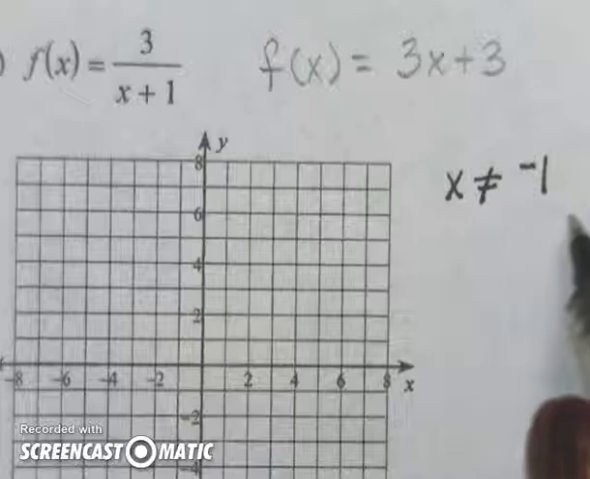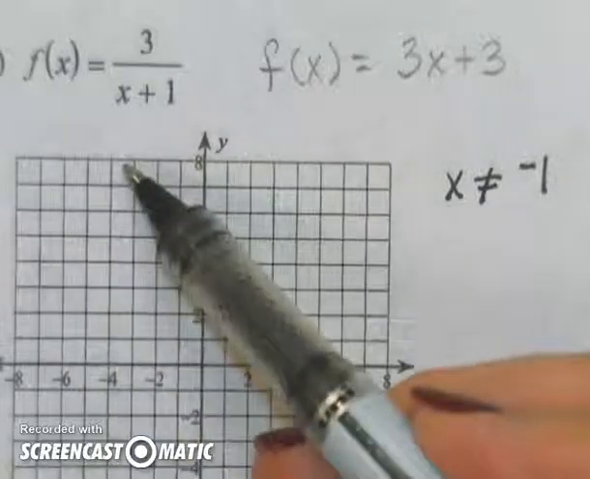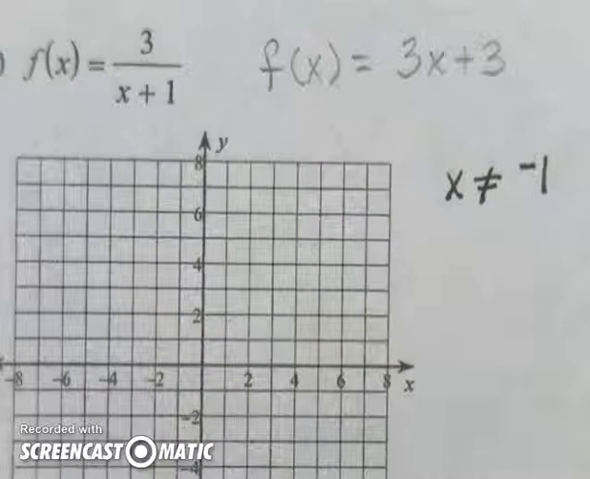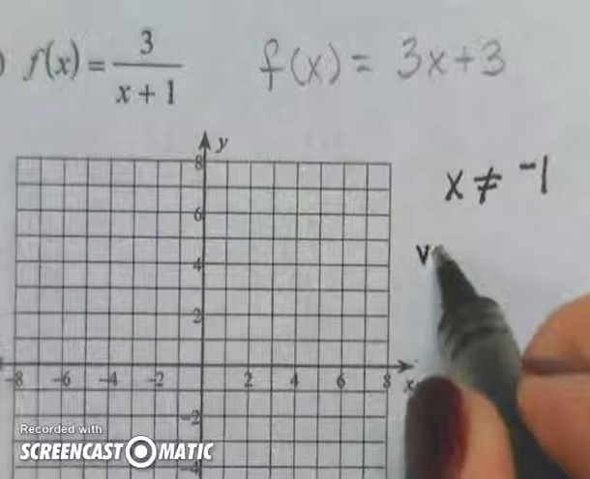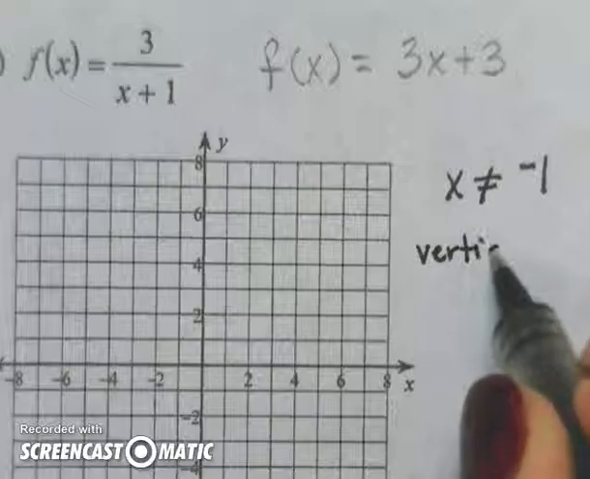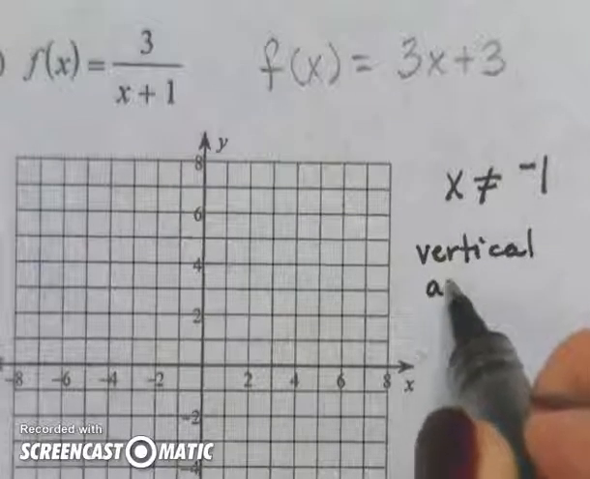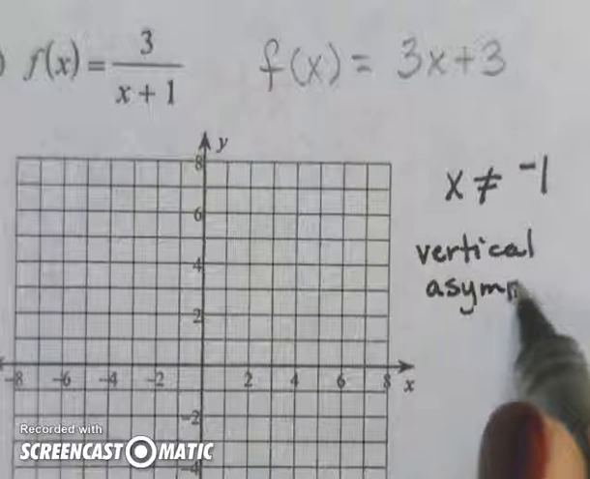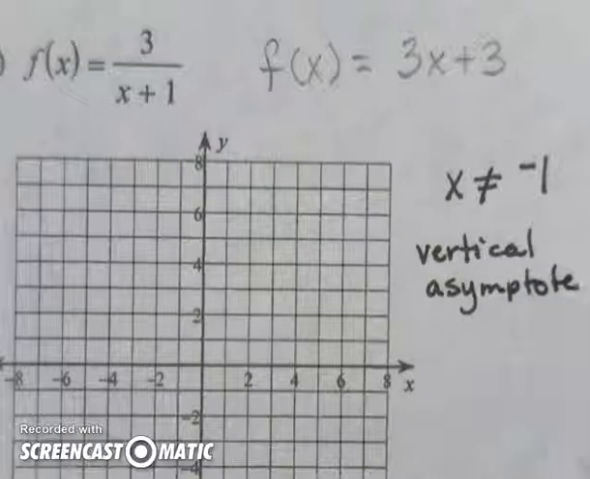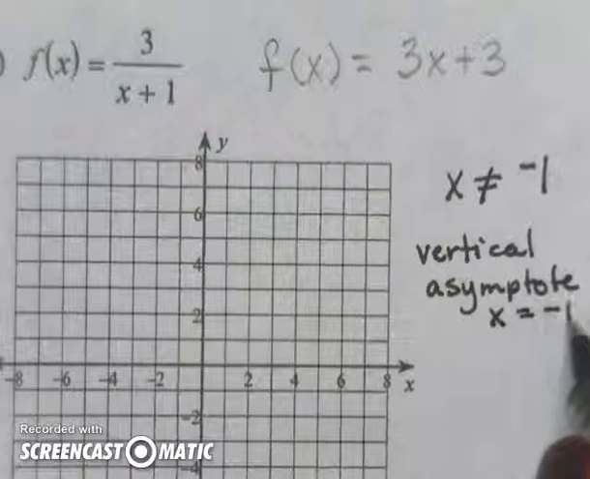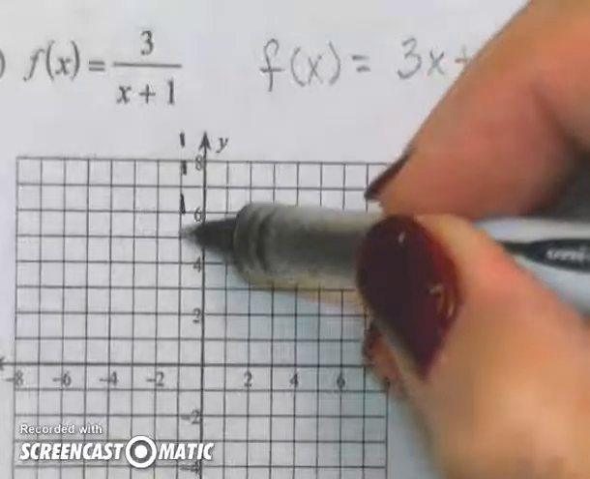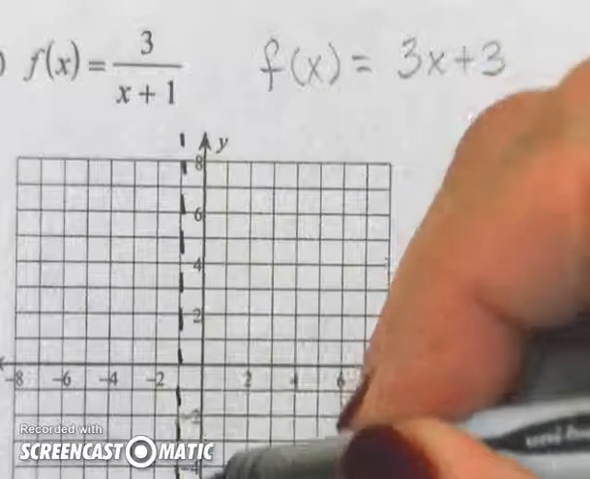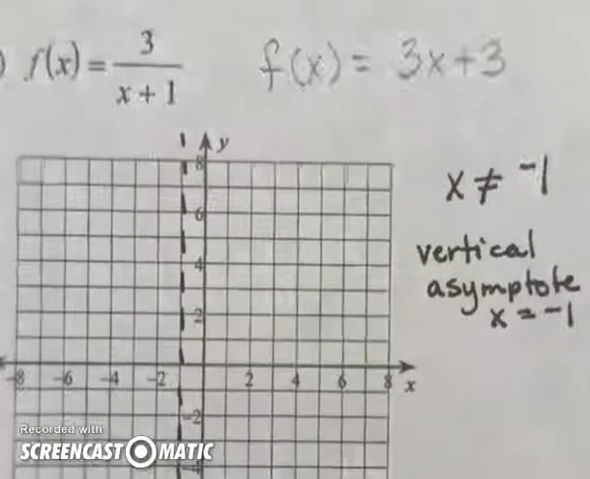Because of this problem, if there were a way to cancel it in the numerator, then it would be a hole in the graph. Since there's not, we have a vertical asymptote at x equals -1. So I have a vertical line that is my asymptote, and I use a dotted line to show that.